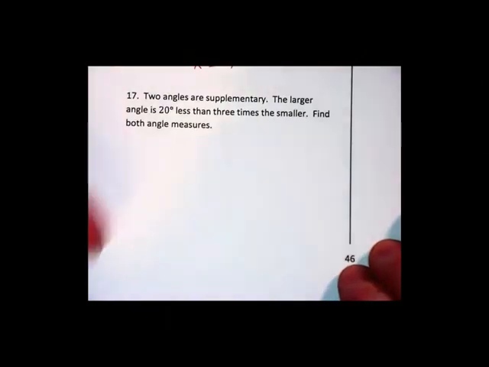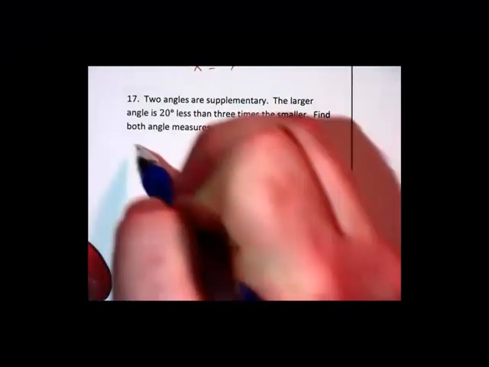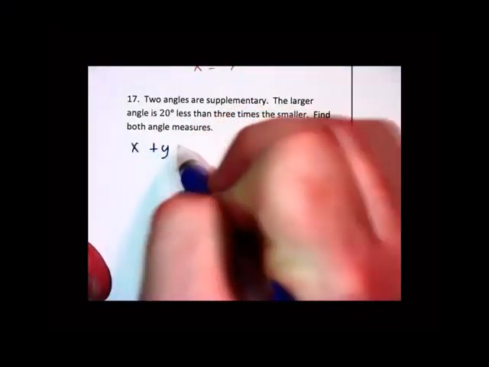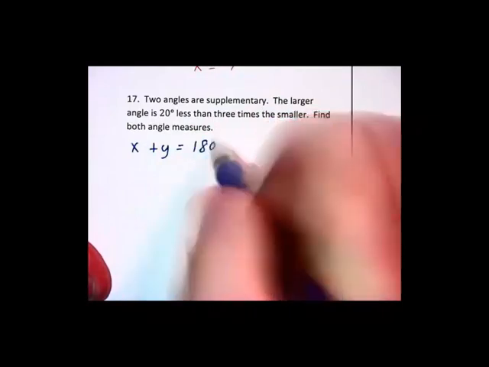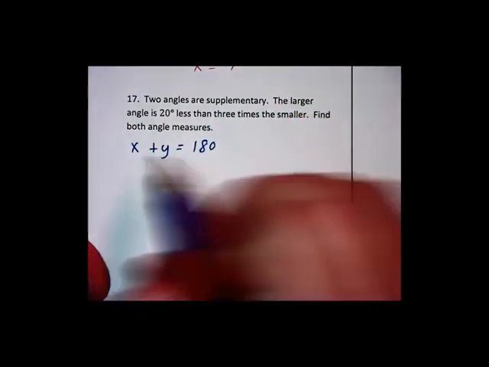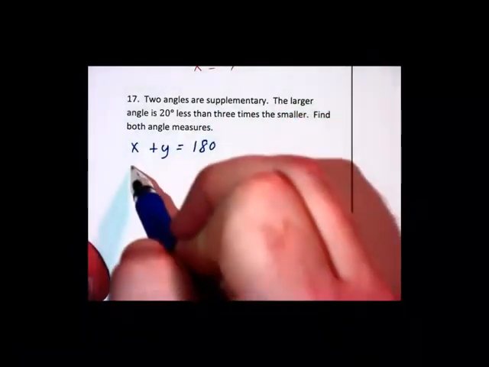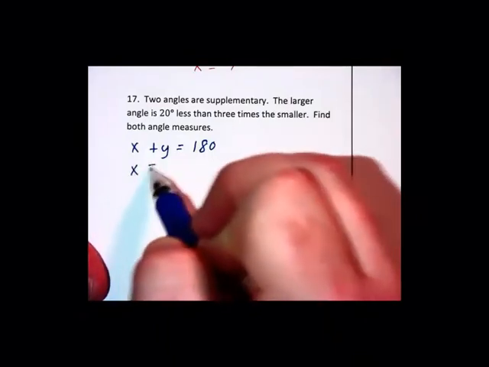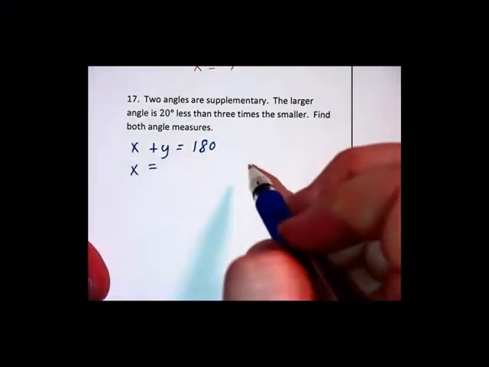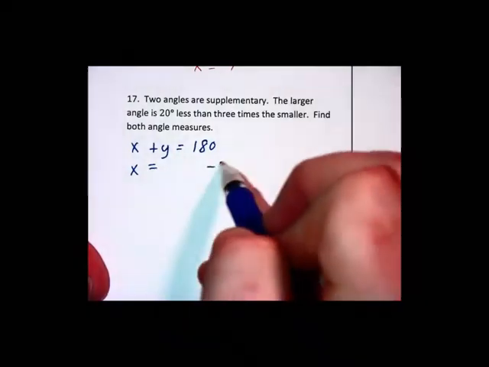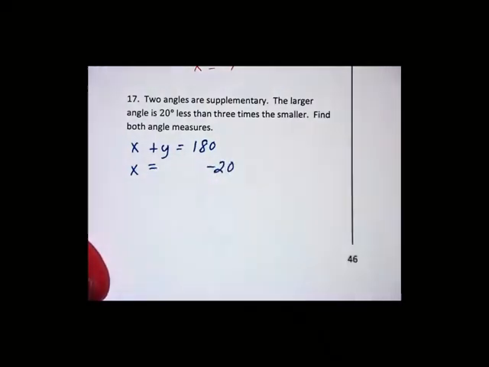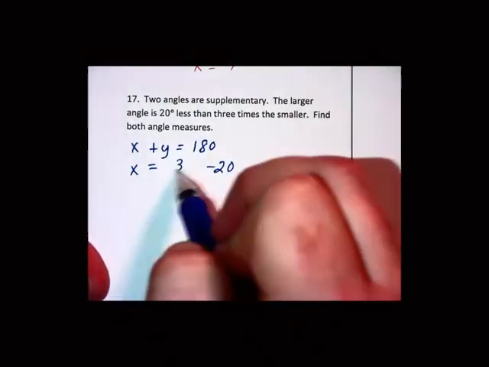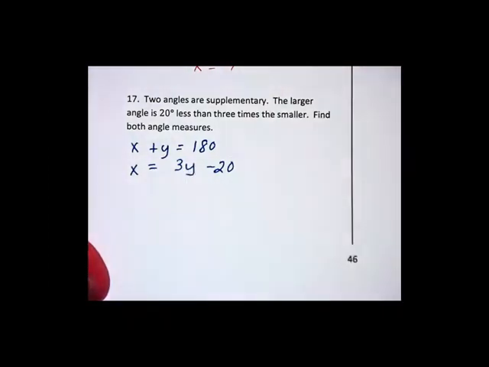Okay, some word problems. Two angles are supplementary. That means they add up to 180 degrees. So x plus y is equal to 180. The larger angle, we don't really know which one is the larger, I'll just call it x, is 20 less than 3 times the smaller. 20 less than means we're taking 20 away from something else. 3 times the other, there's my 3 to y.